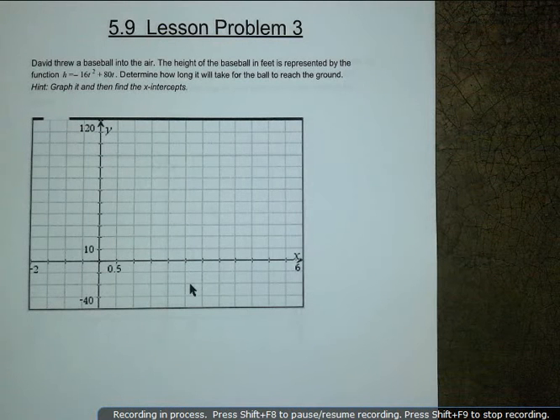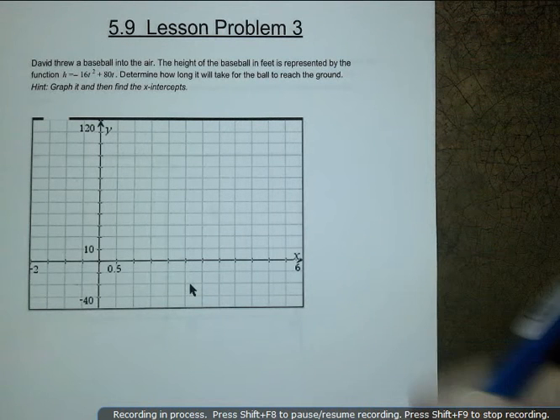Okay, David threw a baseball into the air. The height of the baseball in feet is represented by the function h equals negative 16t squared plus 80t. Determine how long it will take for the ball to reach the ground. Hint, graph it, and then find the x-intercepts. Hey, look, we have a graph right here, some graph paper.